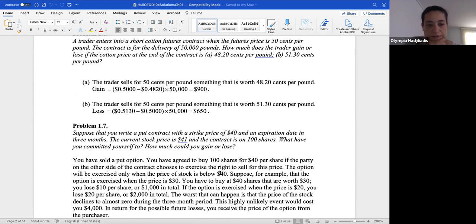Problem 1.7. Suppose that you write a put contract with a strike price of $40 and an expiration date in 3 months.